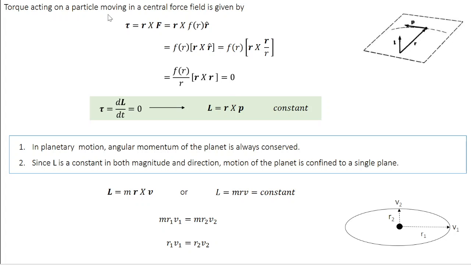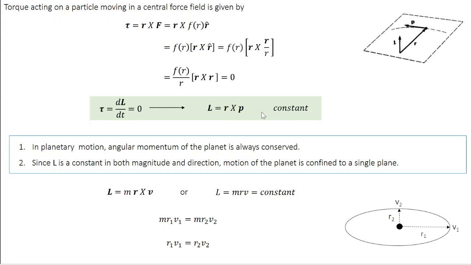So the torque acting on a particle moving in a central force field is 0. What is its physical implication? We know that torque is nothing but rate of change of angular momentum. So when torque tau equal to 0, it means dL by dt equal to 0, which means that L, angular momentum, r cross p, is a constant.